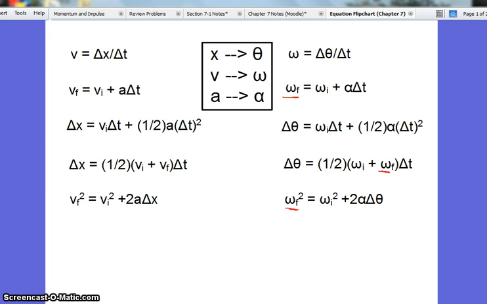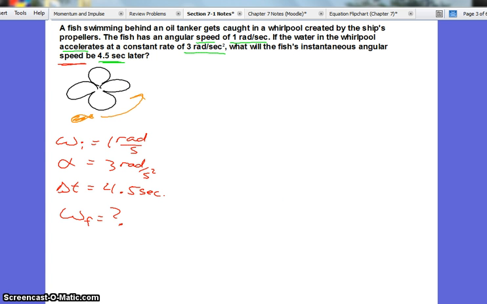Those are my choices. If we look at the first equation, I need to know everything else to use that equation. So to use this first equation, we need to know the initial angular speed, which is 1, the acceleration, which is 3, and the time, which is 4.5. So this equation is the one that we want to use: final velocity is the initial velocity plus the acceleration times the time.